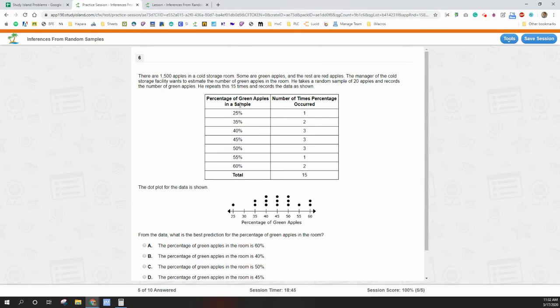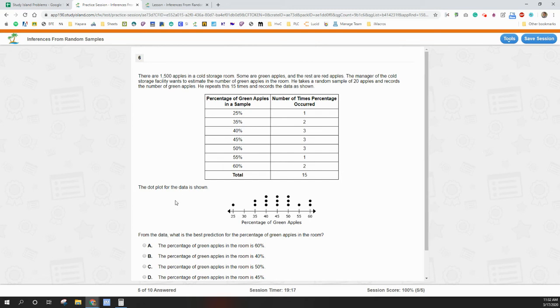Percentage of green apples in the sample, number of times the percentage occurred. So 15 times he chose 20 random apples. Of those 15 times, once 25% of the apples he chose were green. Twice 35% of the apples were green. 3 of those sets had 40% green apples. So you notice that all of these numbers add up to 15. So this is representative of 15 different groups of 20.